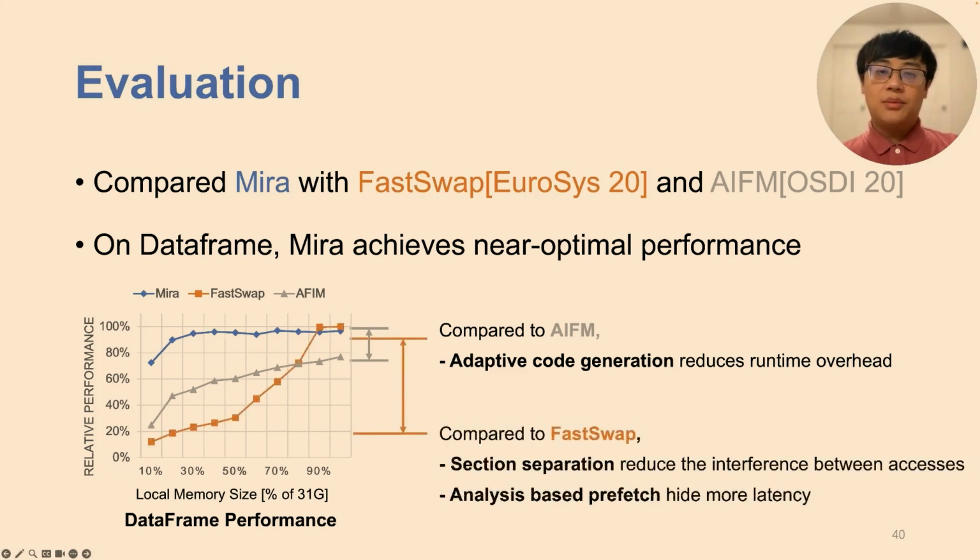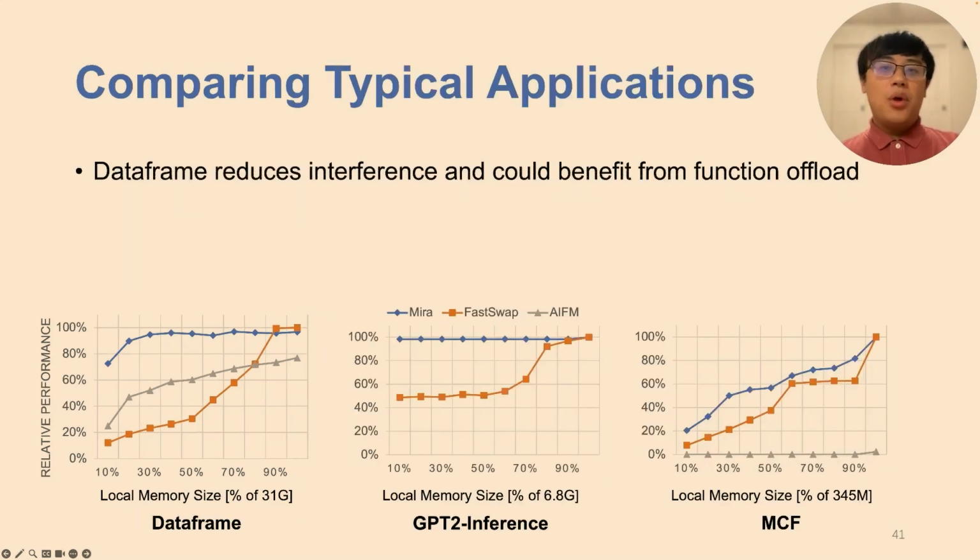Compared to FastSwap, Mira's section separation greatly reduces interference between different data object accesses and makes it perform better when local memory is low. Also, Mira's analysis-based prefetching is more precise and has less wrong prefetching. We run Mira on several typical data center workloads. On different types of applications, we still outperform those state-of-the-art systems.